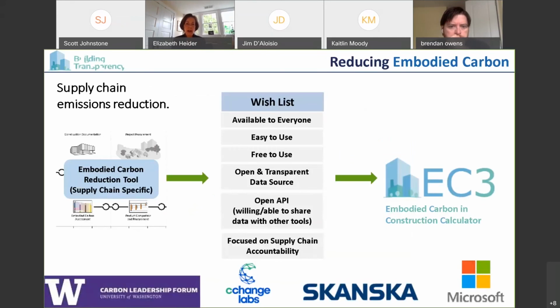The Embodied Carbon and Construction Calculator, EC3 for short, focuses on carbon smart material selection. Its objective is to reduce carbon emissions across the entire building supply chain. It has the desire to be openly available with the ability to share data with other tools. And Stacy Smedley from Skanska's Seattle office secured a Skanska Innovation Grant to work with Kate, the Carbon Leadership Forum, Sea Change Labs, Microsoft, and many others to develop this EC3 tool.